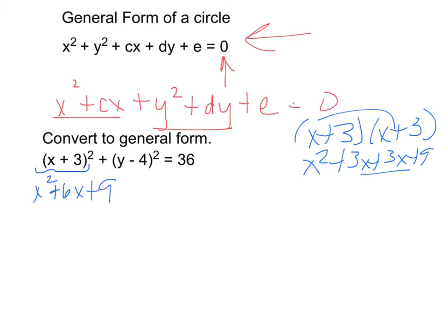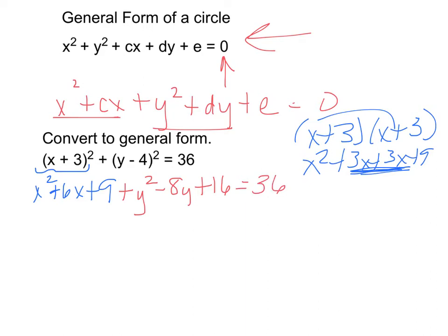Then you can even do that shortcut, because if you look over here to the right, there's 3x and 3x, there's always going to be 2 of them. So you just multiply those numbers together and take it times 2. That's where that comes from. Good. Now let's do the y's. So square the first term, giving me a y squared. Multiply negative 4 times y times 2, so a negative 8y. And then square negative 4 gives me a plus 16, and that still equals 36.